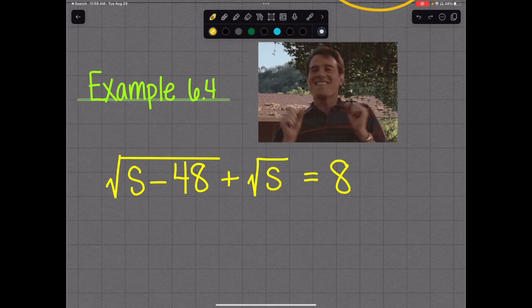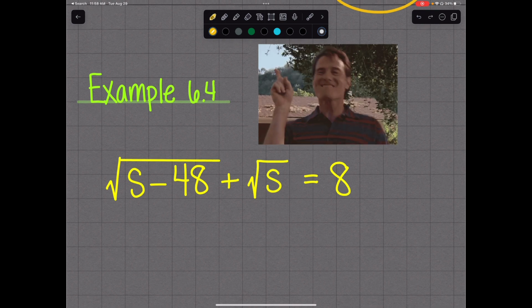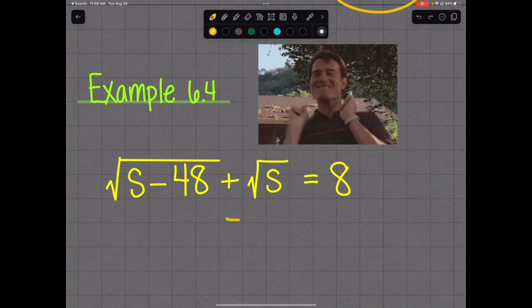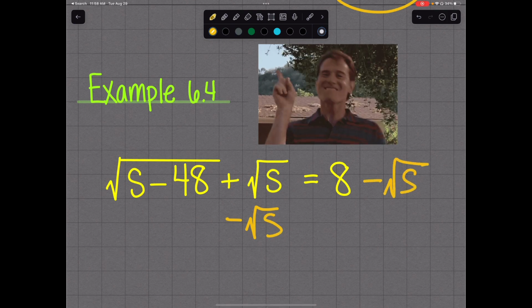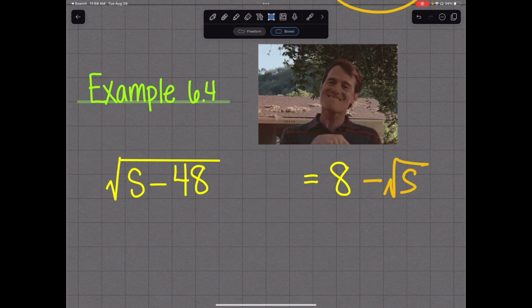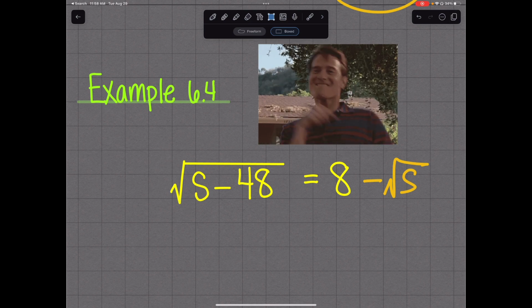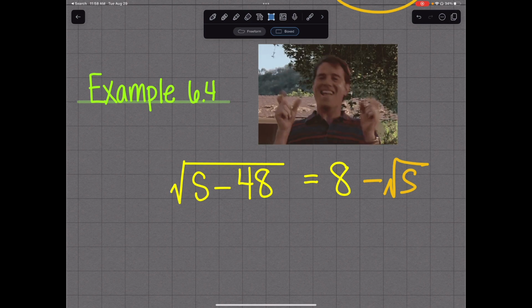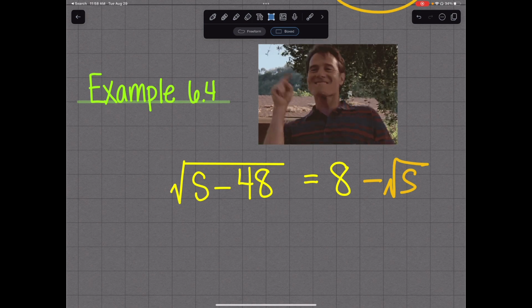All right, so let's start doing that. We're going to just rearrange so that we subtract minus square root s from both sides. And then I'm just going to erase that. Okay, so this is how the equation looks now. And then once we get to this point, we're going to square both sides of the equation. We're just going to square everything.